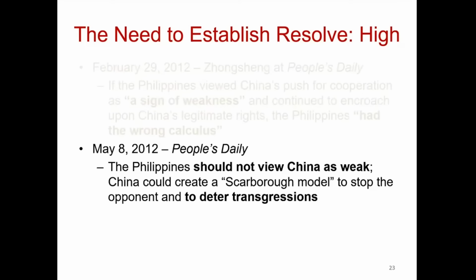China used coercion, and in the middle of the coercive action, the same source from People's Daily noted again that the Philippines should not view China as weak, and that China could create a Scarborough model to stop the opponent and to deter future challengers. So the use of coercion to establish resolve in the future is pretty clear here. And note also that these pieces of evidence took place before and during China's coercion, so it's not post-hoc justification of China's coercive behavior.